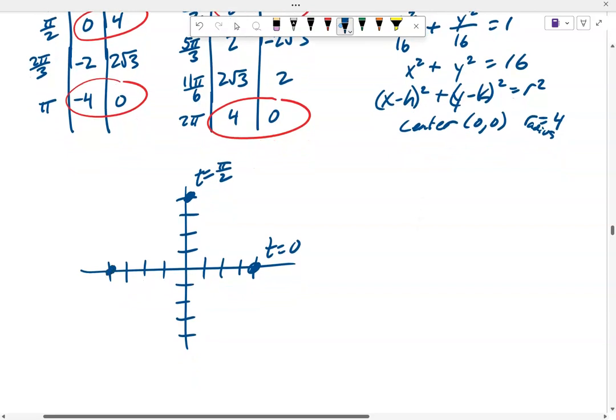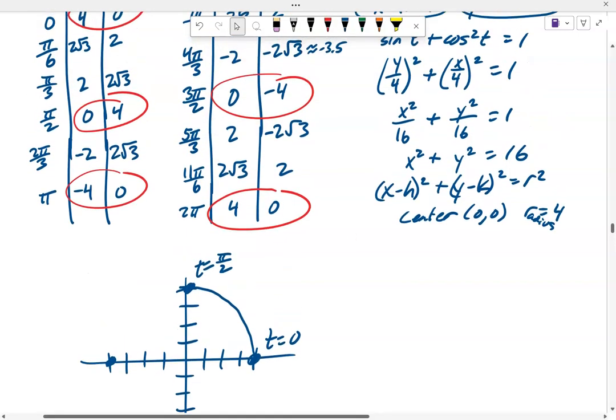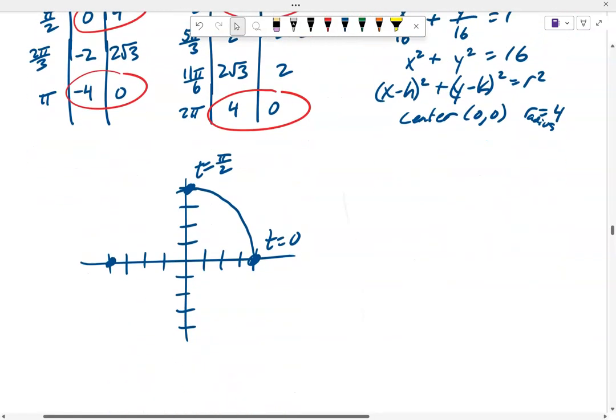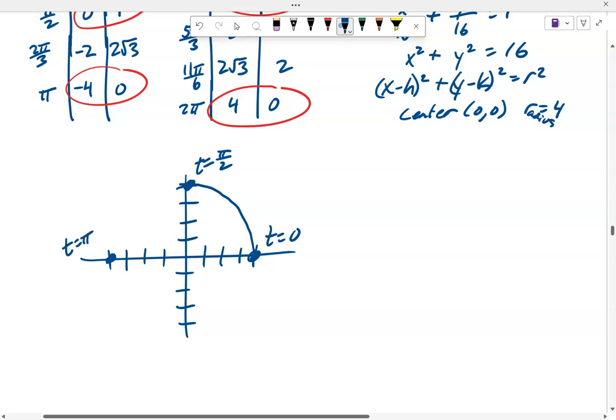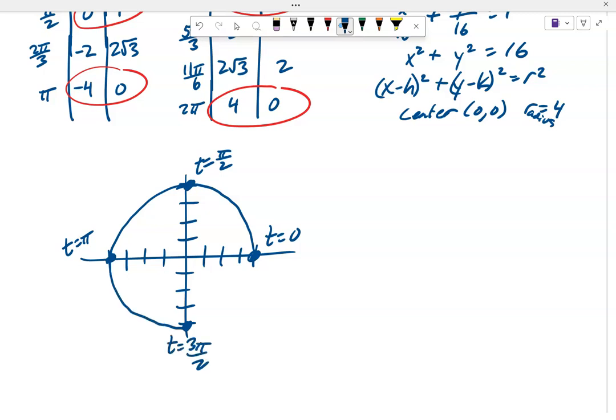And then that would hit there for the 2 pi halves. And then we hit the negative 4, 0 at pi. T being pi, it'll come down here. Then we'll hit the 0, negative 4 for t being 3 pi halves. And finally, it'll come up and hit at 2 pi back to 4, 0. So here's our orientation as it goes around the circle based on time t.